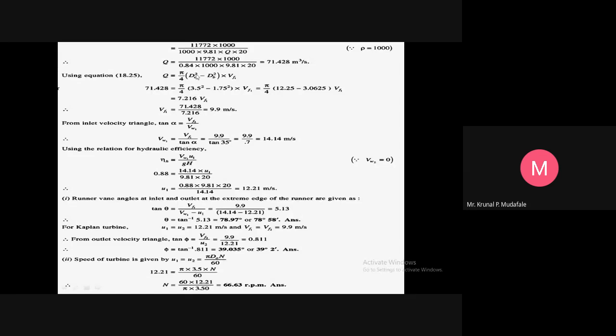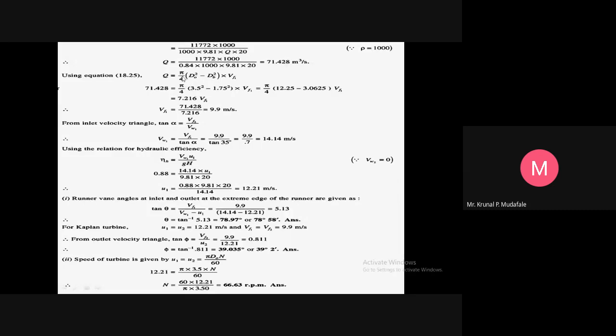Whenever you get the discharge, the formula for the discharge is equal to the area into the velocity, right? The area is pi by 4 d square, which is the formula for the area of a circle or the discharge of a pipe. But here two diameters are available, so obviously we have to consider both diameters. The formula for the area is pi by 4 into outer diameter square minus inner diameter square.